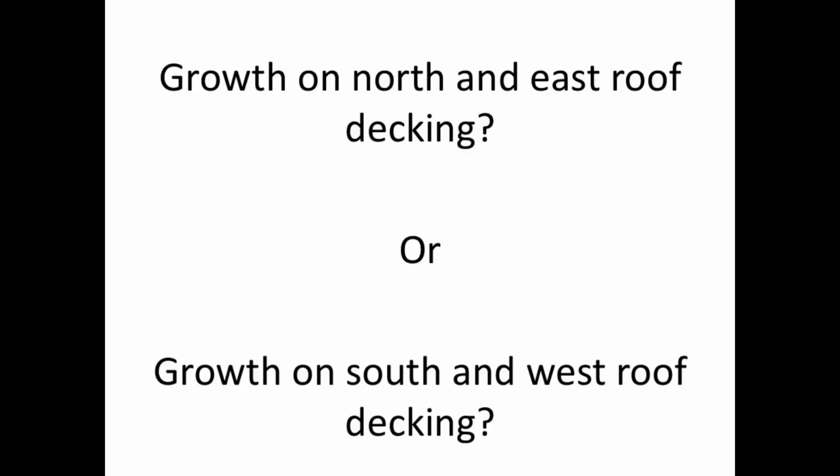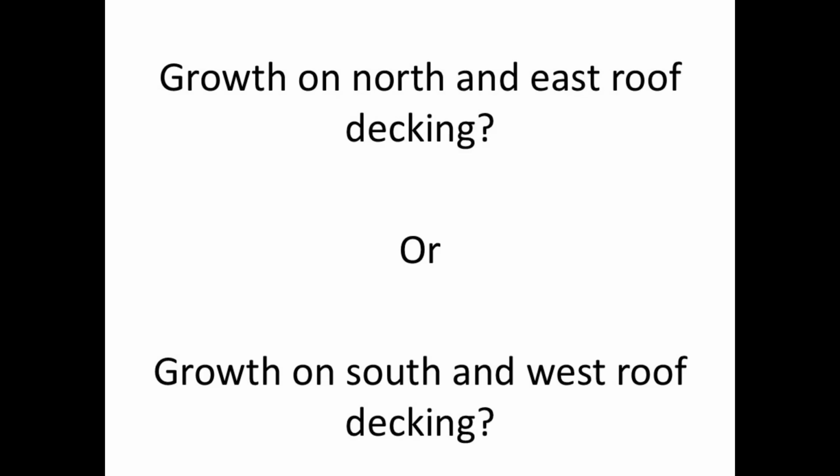Now, a couple pattern ideas. First off, if you have mold growing on the north or the east roof decking, those are the coldest roof decks. That means your moisture could have come into the attic anywhere and then finally found the cold spots, the north and east. So that doesn't help you out to tell you where it's coming from.